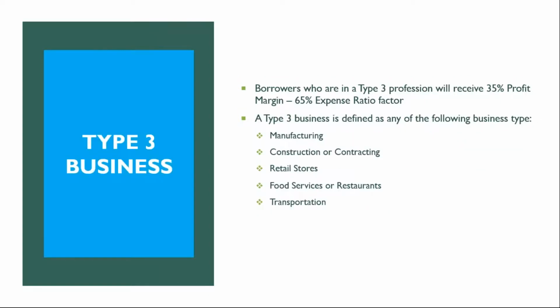Type 3, we're going to use a 35% profit margin. The type 3 business is defined as any of the following business types: manufacturing, construction or contracting, retail stores, food services or restaurants, and transportation.